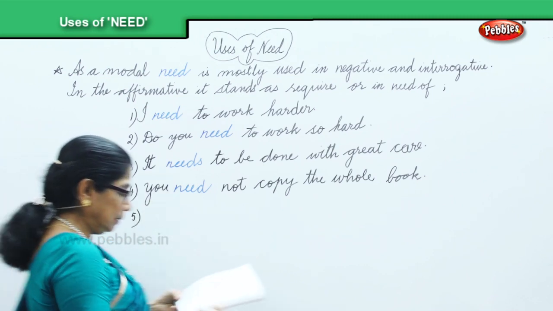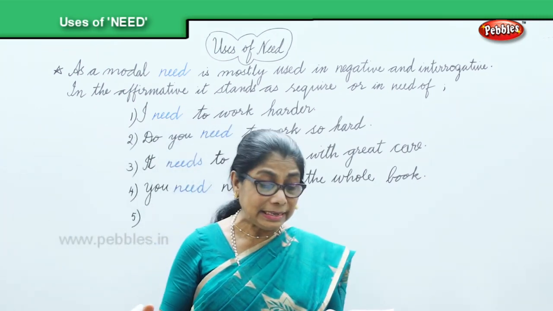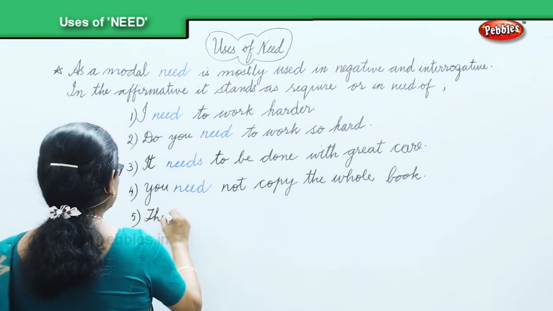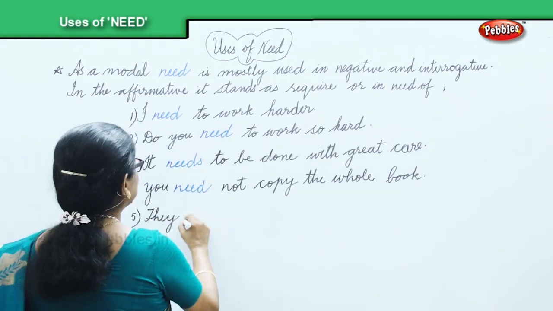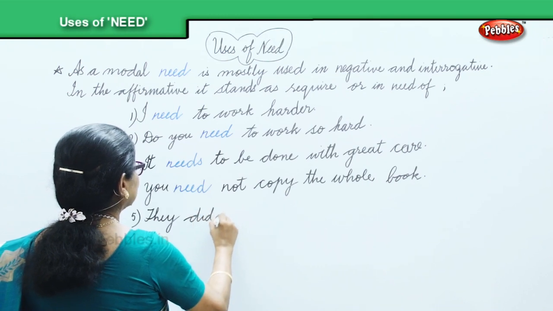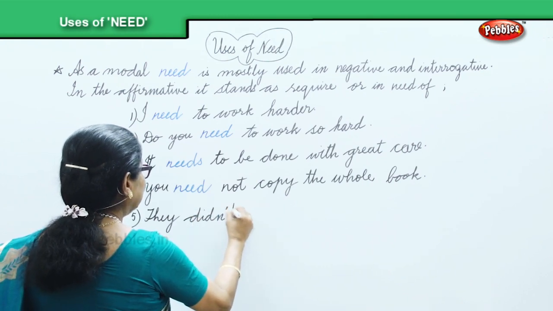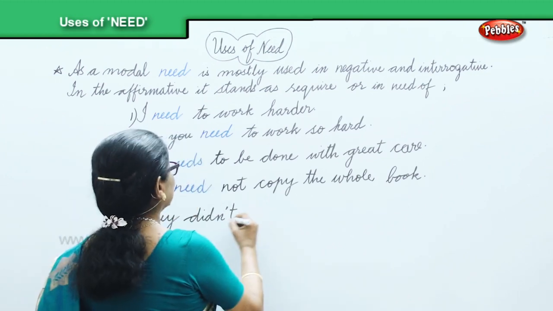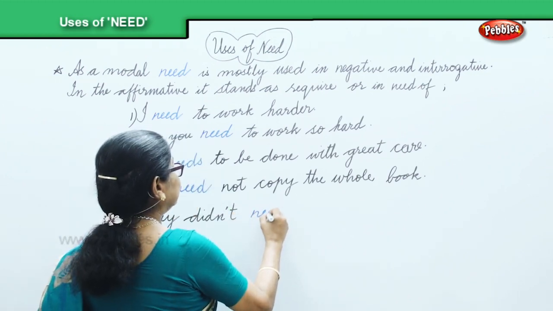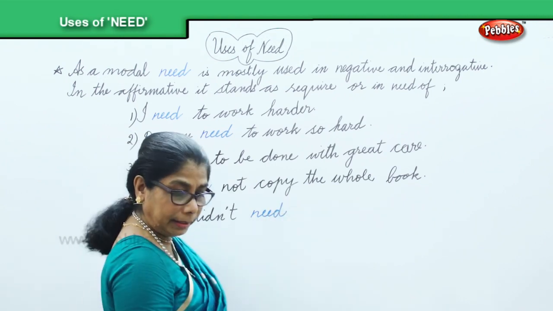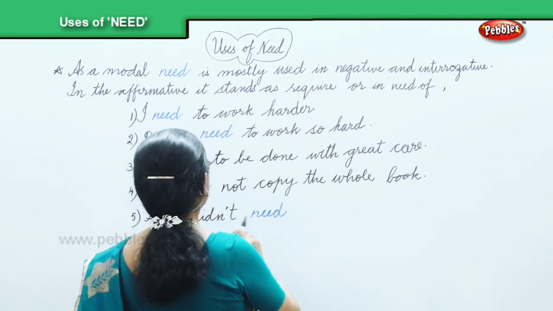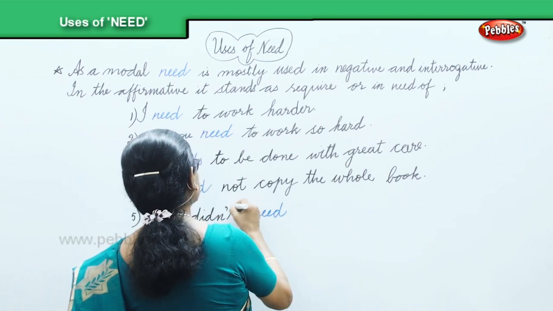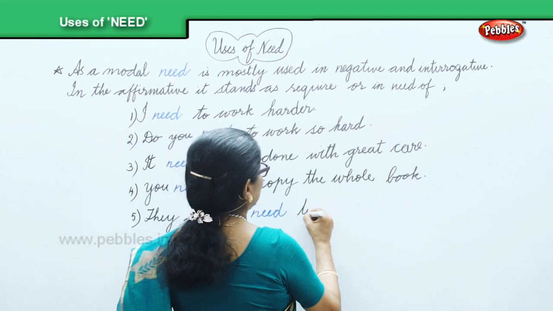Now the next sentence. They didn't need to hurry. They did not. They didn't need to hurry.